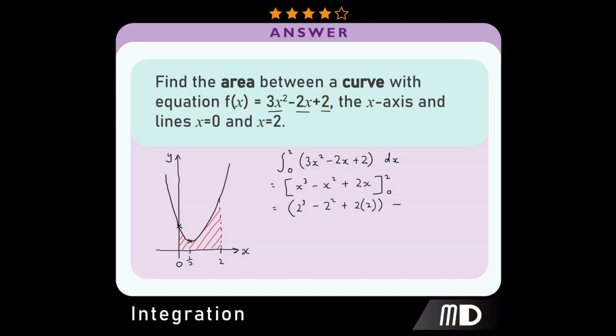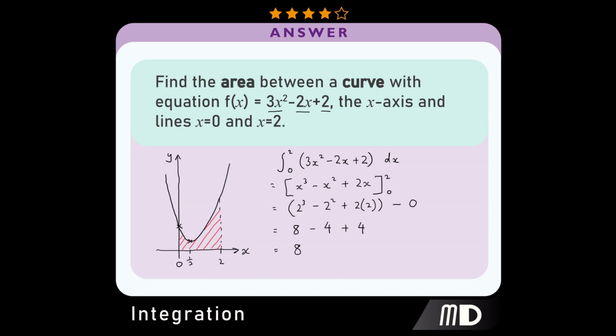minus, now substituting x into each of these terms will be 0 each time. So the total will also be 0. So we can just put a 0 there. So 2 cubed is 8 minus 2 squared, which is 4, plus 2 multiplied by 2, which is 4. So minus 4 plus 4 is 0. So the answer is 8.